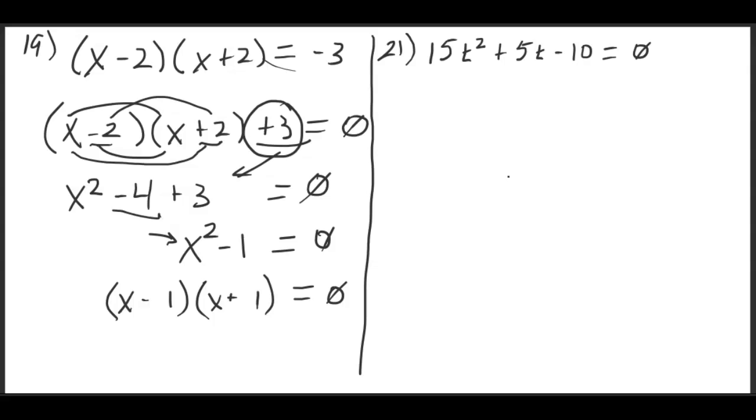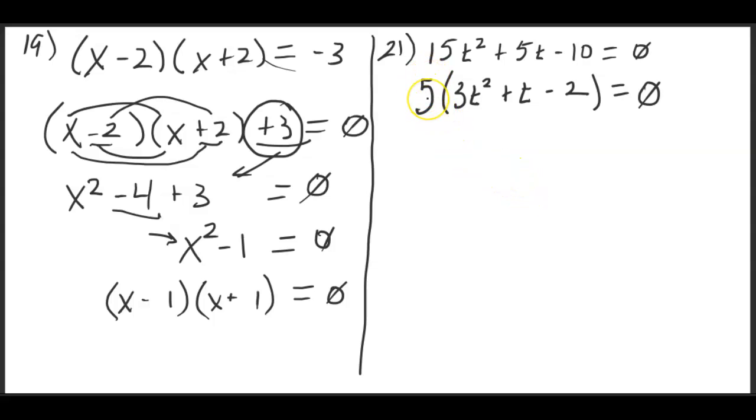if you remember, previously I said when the lead term on the trinomial isn't a 1, before we start trying to factor into binomials, we should look to see if we can factor anything out of the trinomial. So let's look at the numbers. We have 15, we have 5, we have 10. Hopefully you recognize those are all multiples of 5. So we could factor a 5 out, which would leave us with 3t squared plus t minus 2 equals 0, right?